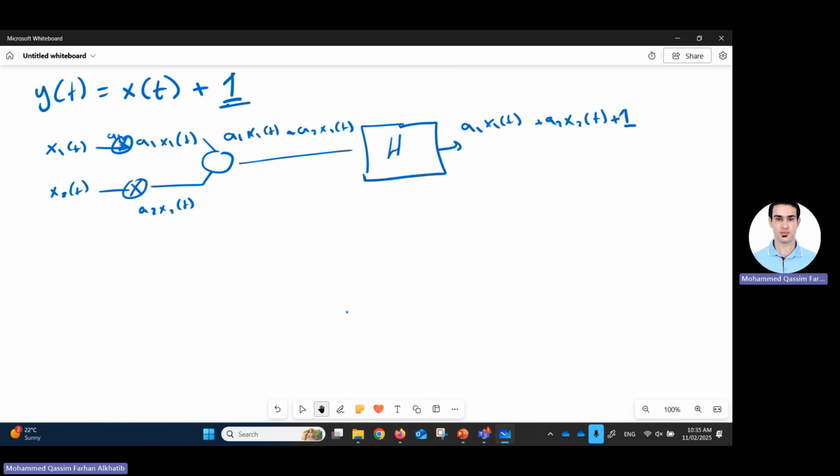So that's the first block diagram. Scale, add, then apply to the system. The second one, apply the system, scale and add. By the way, what's your first impression? Is this system linear or not? What's your impression? Is this system linear or not?